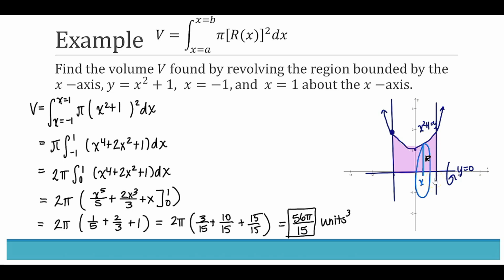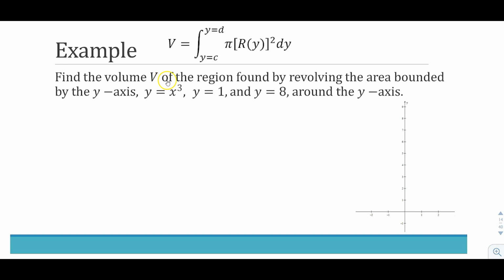In this example, we'll find the volume V of the region found by revolving the area bounded by the y-axis, y = x³, y = 1, and y = 8 around the y-axis. We'll start by sketching the region. So here's our region. We have y = x³, and then y = 1 and y = 8 are horizontal lines, and the y-axis, and we're rotating this region around the y-axis.